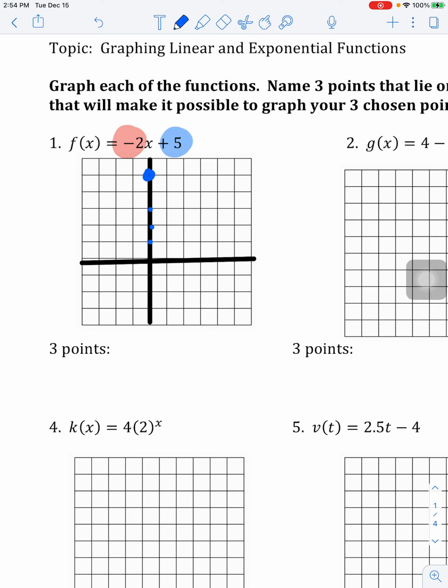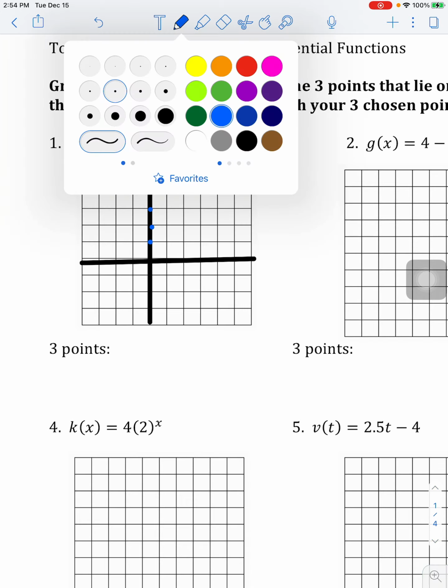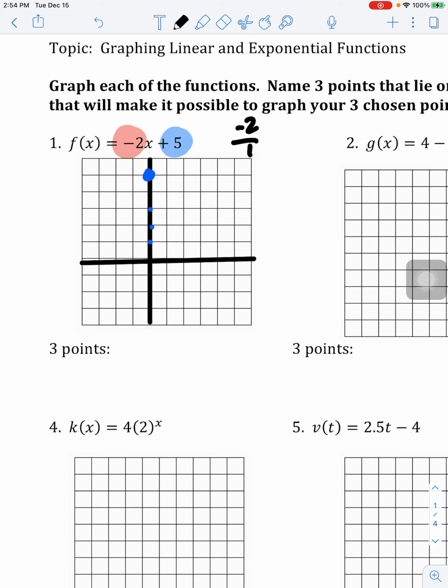And then to graph this, I need a slope of -2. So that means I need to go down 2 and to the right 1. Make a point. And then my action happens repeatedly, so I'm going to repeatedly do that. Down 2 over 1. Down 2 over 1. So first it asks you to graph them, which I did, and then name 3 points.